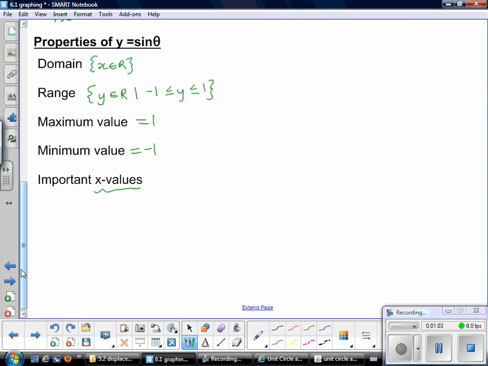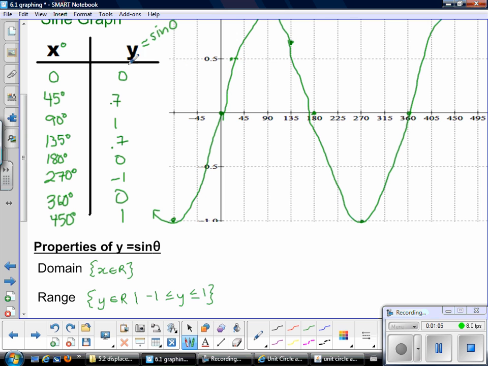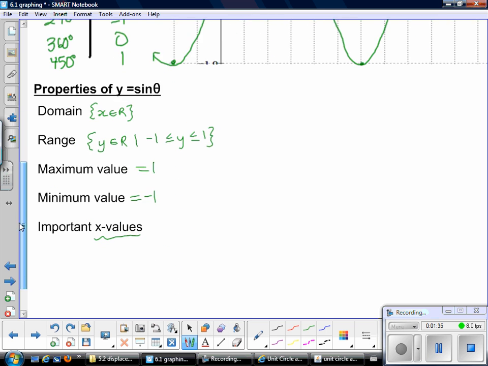Now, I don't know if you noticed, but with our table of values, we did 0, 45, 90, 135, and then after that I skipped. And the reason I skipped is the important x values that we're concerned about are the places where the function is either at 0, which is at 0, 180, 360, or where it's the highest point or the lowest point. And that occurs every 90 degrees.